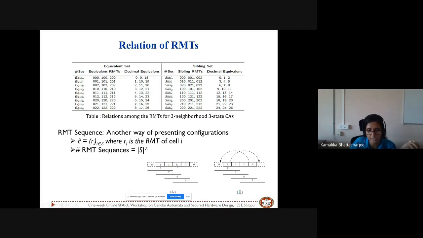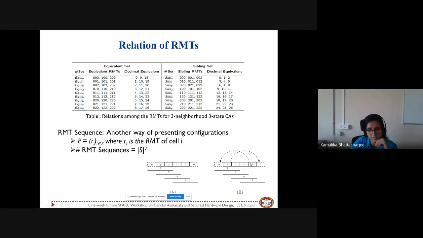For the third cell, it is 1, 1, 0. That is decimal value 6. For the fourth cell, it is 1, 0, 0. That is decimal value 4. So the RMT sequence for this, considering null boundary, will be 3, 7, 6, 4.